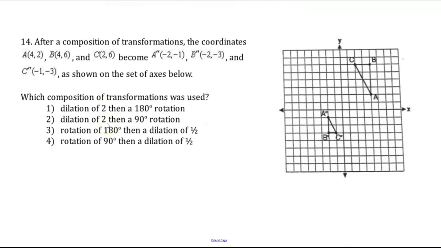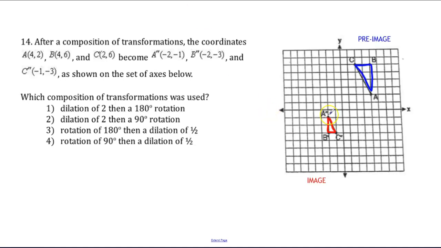Okay, good. Question 14, it gives us a composition of transformations. So we're taking A, B, C and turning it into A double prime, B double prime, C double prime. That means two different transformations happened. That's what these two little lines mean. What composition of transformations was used?